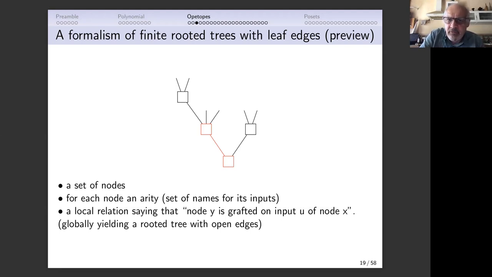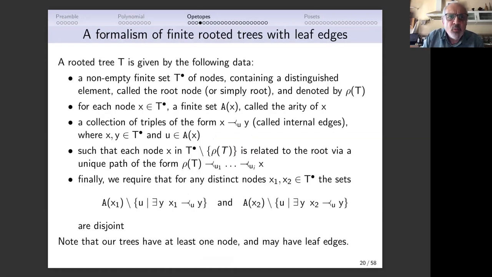inputs of each node. And I will also have a local relation saying that this node Y is grafted on this input U of this node X. Okay, so I will have triples of the form X covered through U by Y, or Y covers X through U. And I have a notation for that. So let me repeat that now with notation.